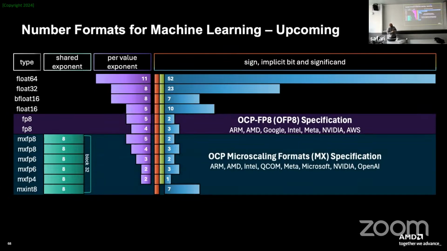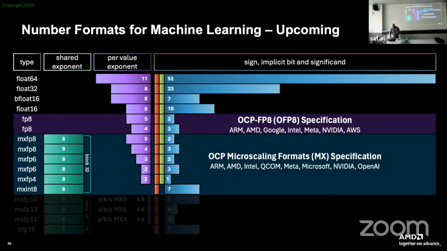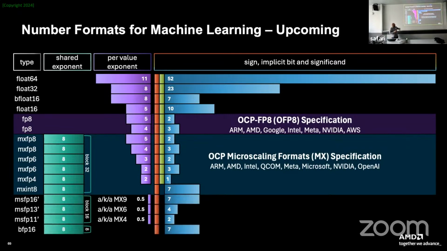Last year, OCP came up with the MX data type. This is a block scaled data format. int8, FP4, FP6, and FP8 are the data formats for each value, and then a block of those values share a scale. That's why they're called block scaled data formats. And we also support a few more data types that are not part of the OCP.